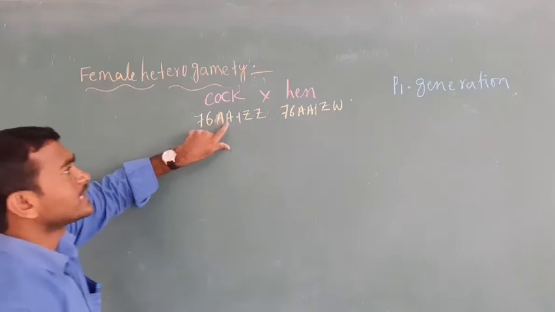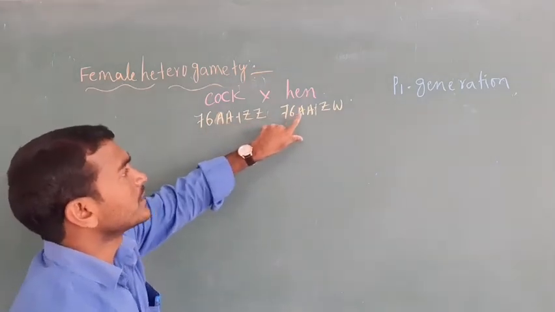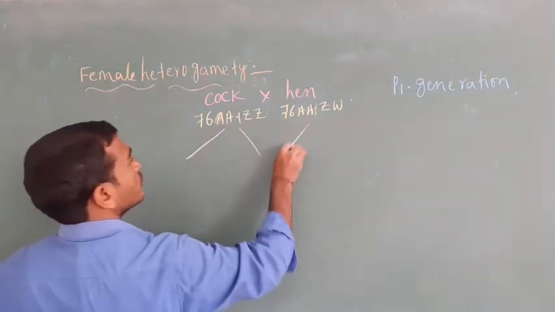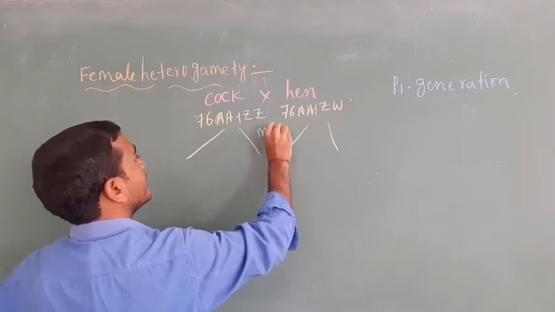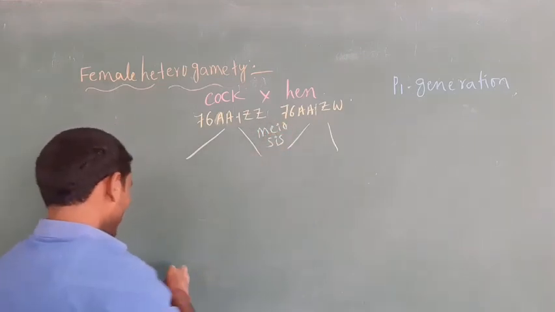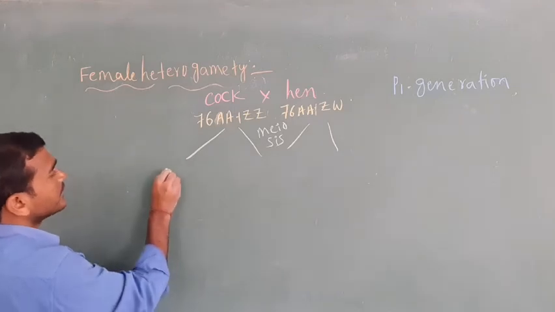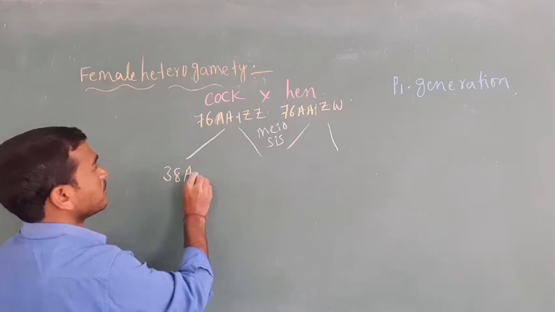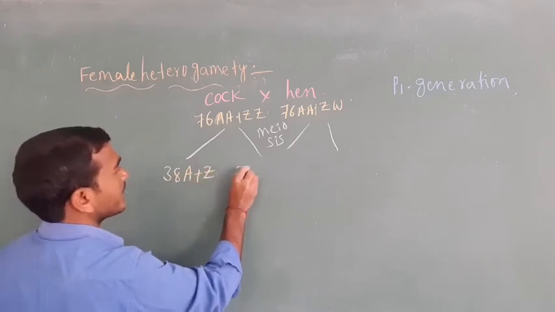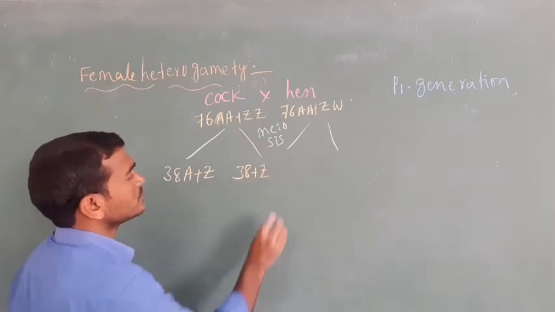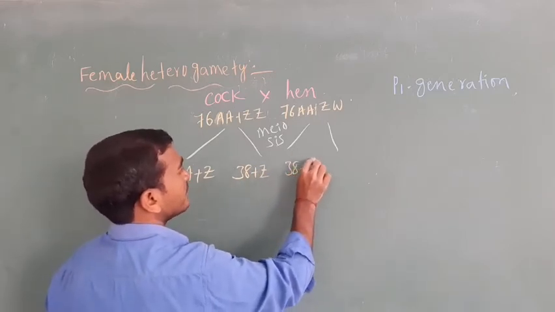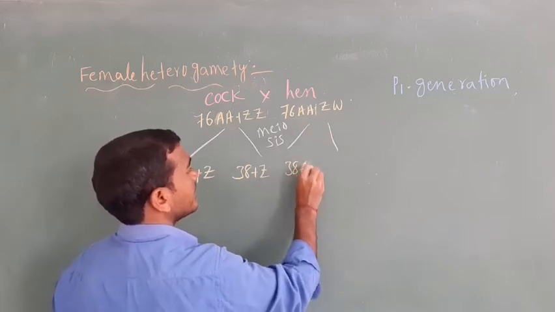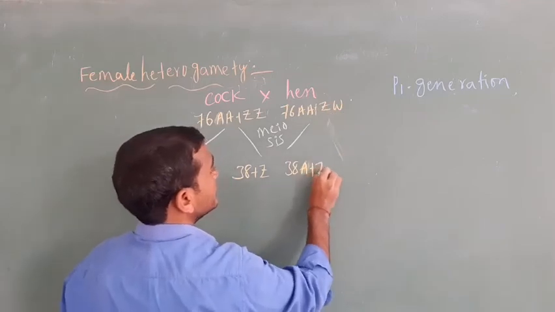The cock has 76 autosomes plus 2 allosomes, which means 78 chromosomes. Now both are involved in meiosis. After the meiosis, what happened here? Now 38 autosomes plus 1 Z, then again 38 plus allosomes. Here also 38 autosomes plus Z.